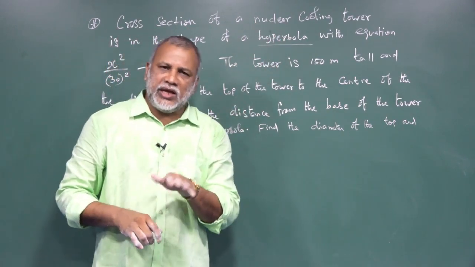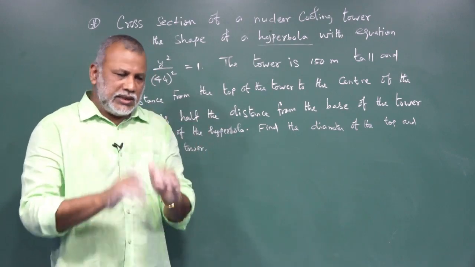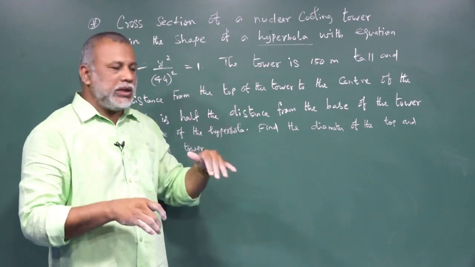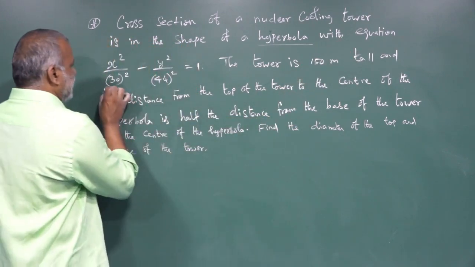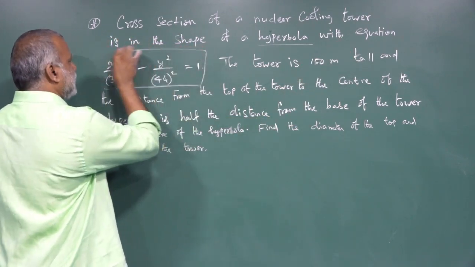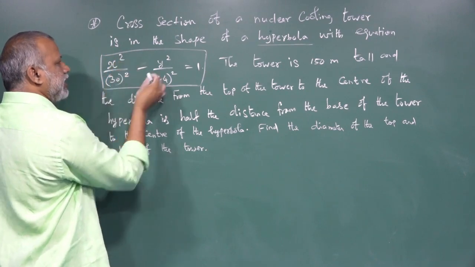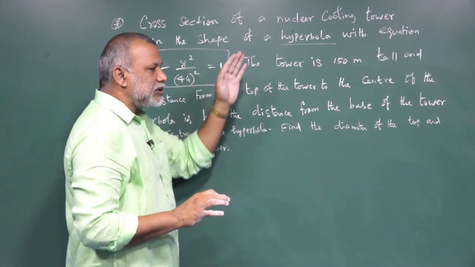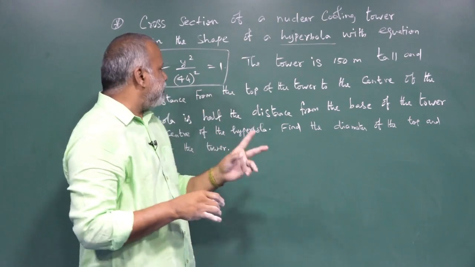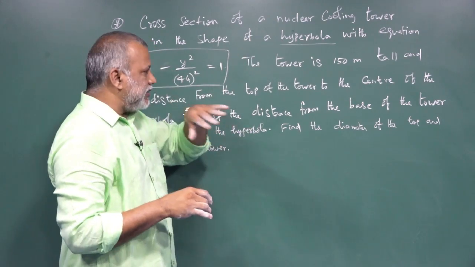Even in thermal power stations, you can see that the cooling tower is also in the shape of a hyperbola. See the hyperbolic equation: x squared by 30 squared minus y squared by 44 squared equal to 1. Therefore, this cooling tower is in the shape of a hyperbola. That is the first condition.